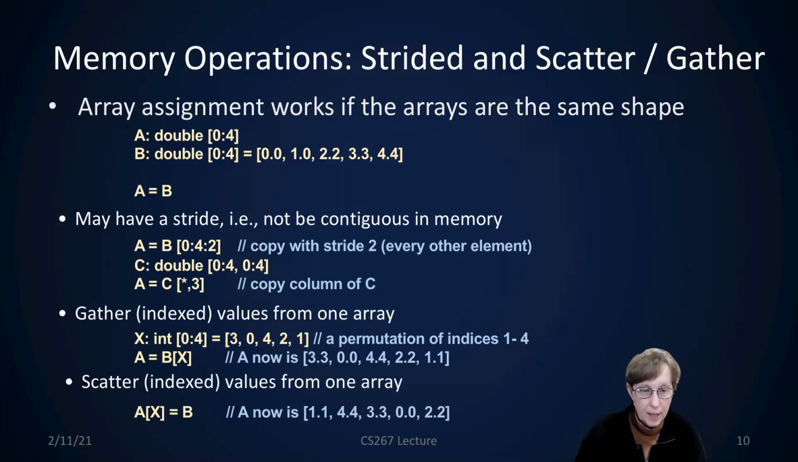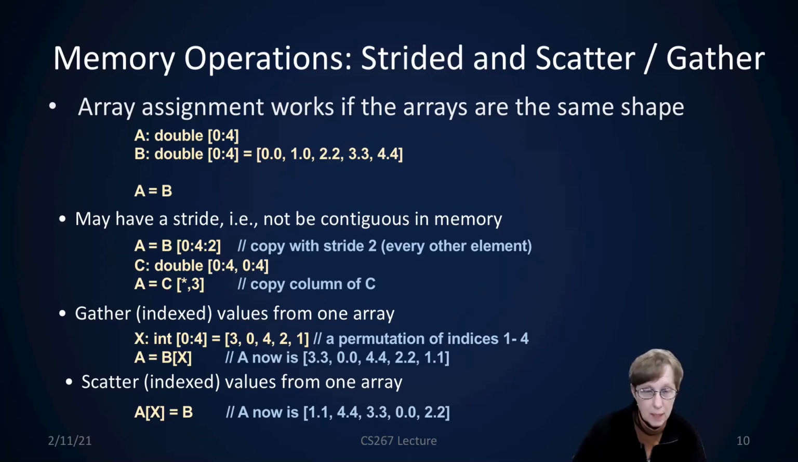And the opposite of that is the scatter operation, where we put the index array on the left-hand side, and we're saying A indexed by X, the index vector, is going to be written with the elements of B. So B is now in order, but the question is, which element of A are we going to be writing into? And that's determined by the X vector.